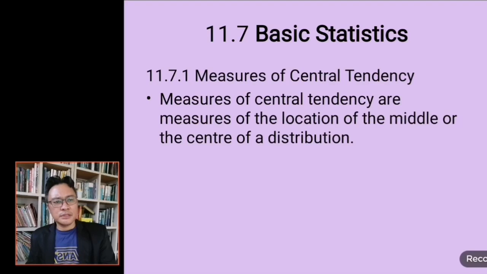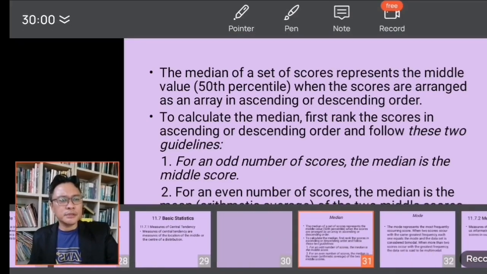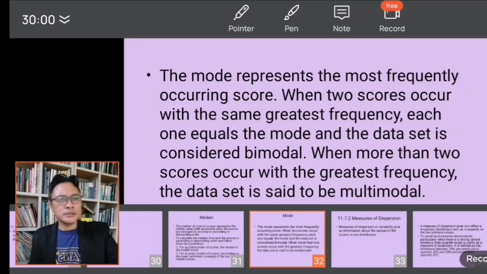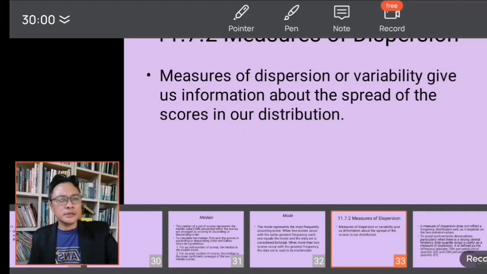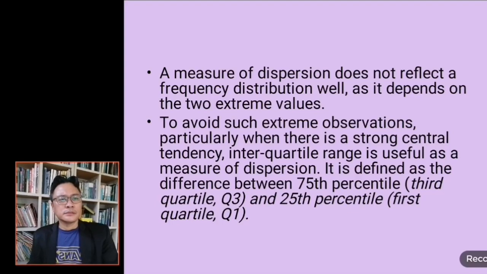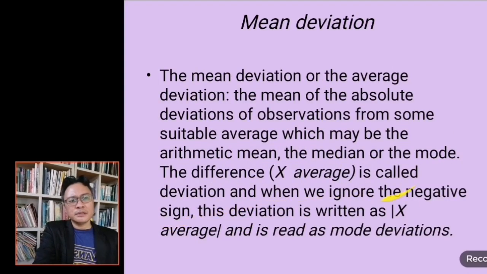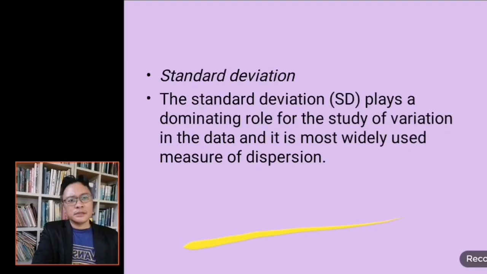Basic statistic measure central tendency. Yang ni semua you have learned before, kan? Median, okay, median boleh tengok lah median, kan? Boleh baca sendirilah. Okay, we look here, measures of dispersion. Ni measure of dispersion ni taburan data lah ni. Mean deviation. Ini semua you have covered.